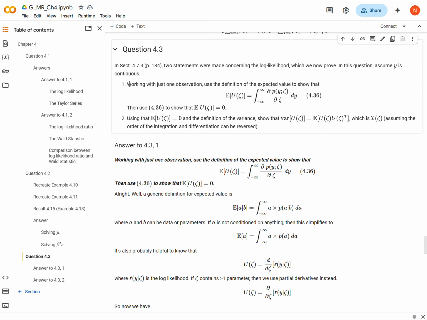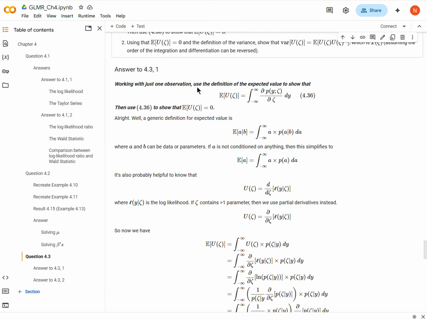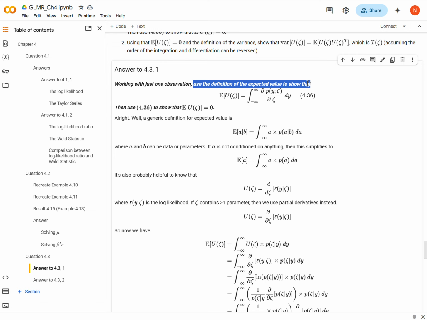So the first one is, working with just one observation, use the definition of expected value to show that the expected value of the score function of our parameter zeta is equal to this term here, which is the derivative, or maybe partial derivative if we have more than one parameter, of the likelihood, basically. So let's just break this apart.